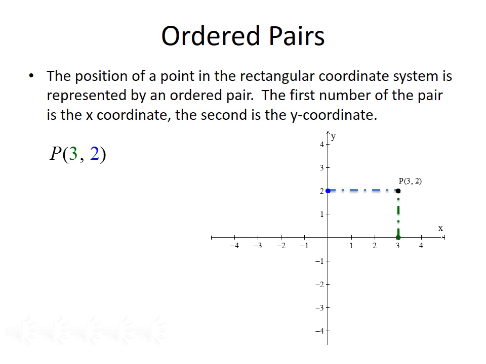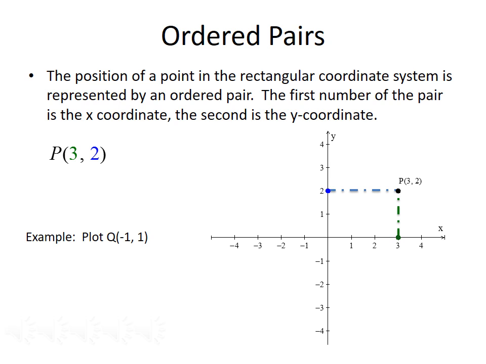If we wanted to graph that in the rectangular coordinate system, we would go over to where the x value of 3 is, and go up to where the y value of 2 is, and then make a point where those two would intersect. So the point P would lie where x is equal to 3 and y is equal to 2. So, let's try an example.